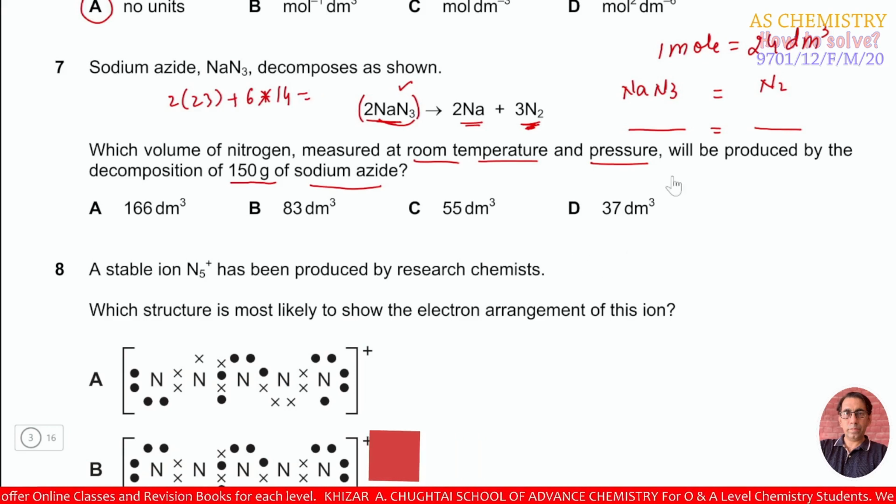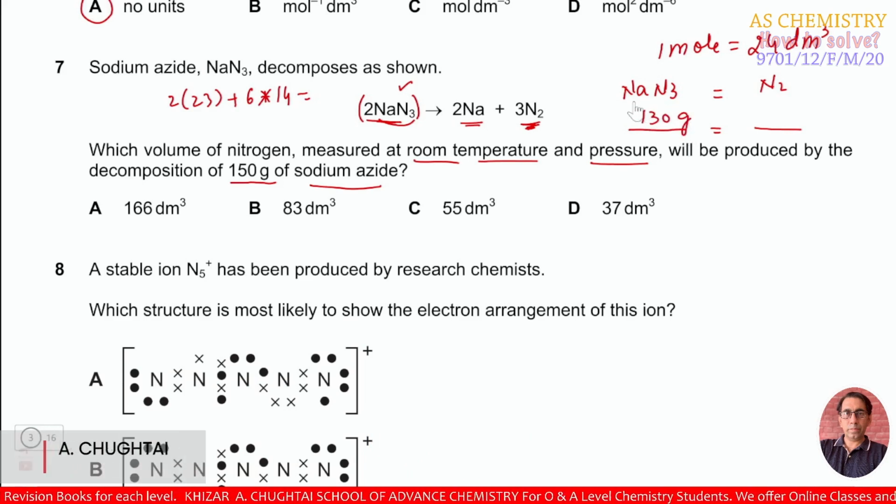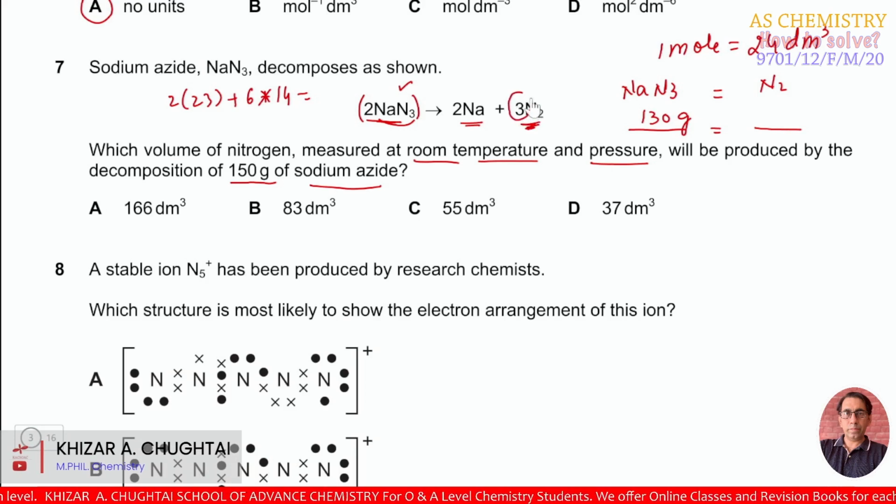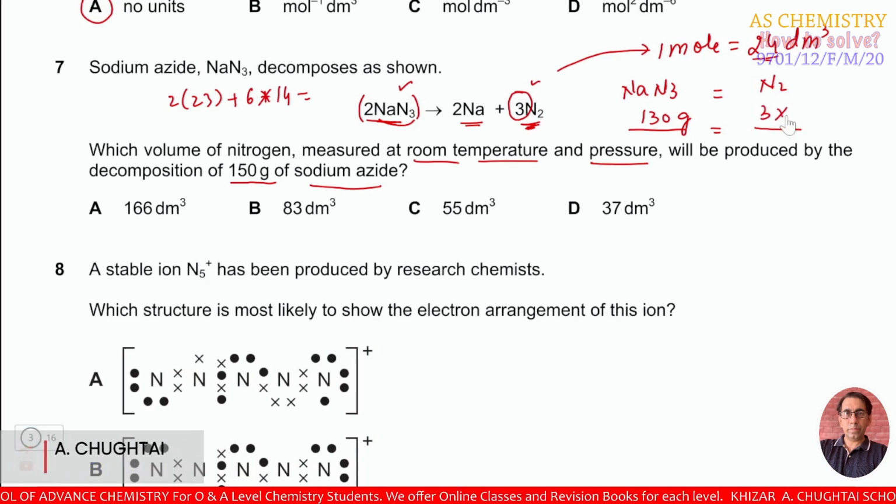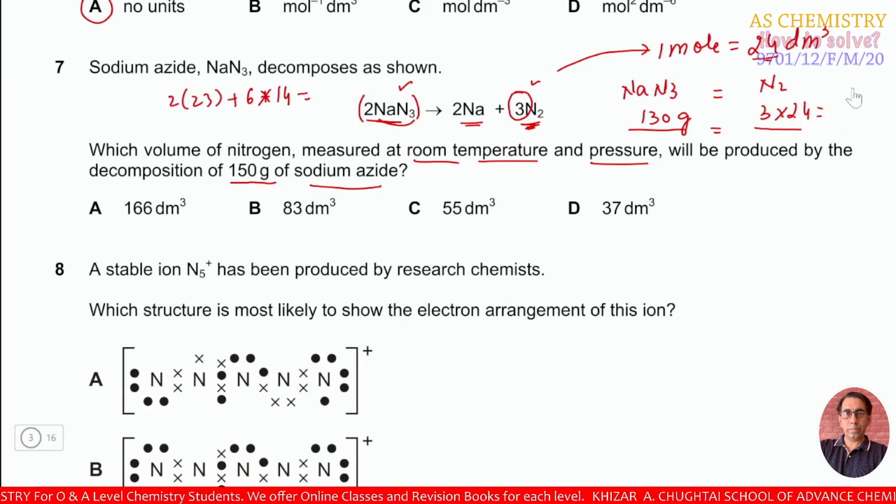According to the balanced chemical equation, 130 gram of sodium azide is going to liberate 3 mole of nitrogen, and you know 1 mole is equal to 24 dm cube. What will be the volume? 3 into 24, that is equal to 72. So 130 gram is going to yield 72 dm cube.